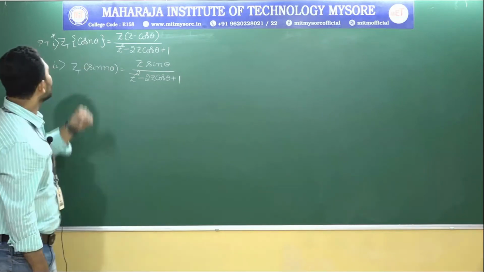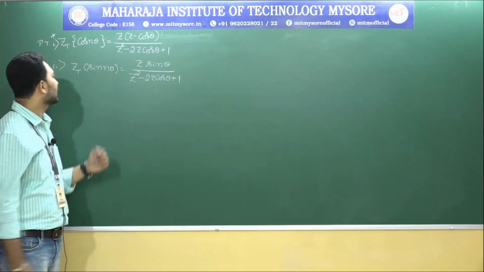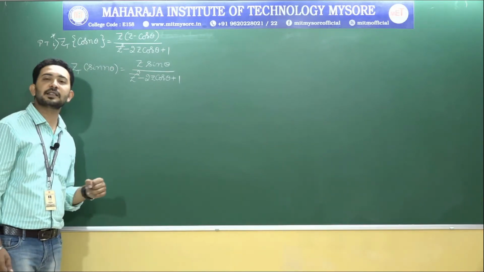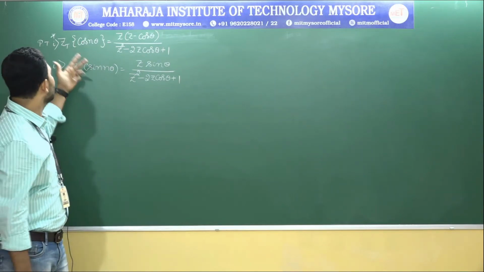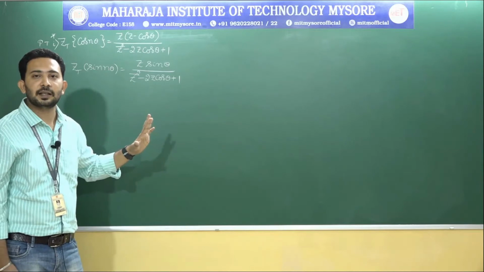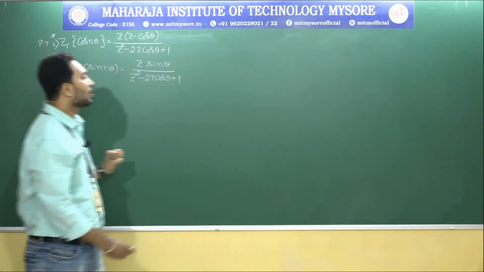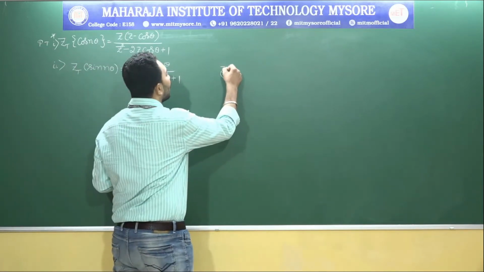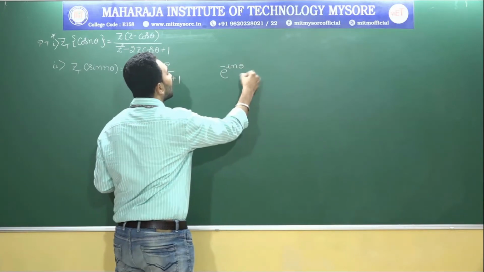Okay. So how to solve Z transformation of cos n theta and sin n theta? We can solve these two, cos n theta and sin n theta, simultaneously. For that, we need to know the formula of e power minus i n theta.